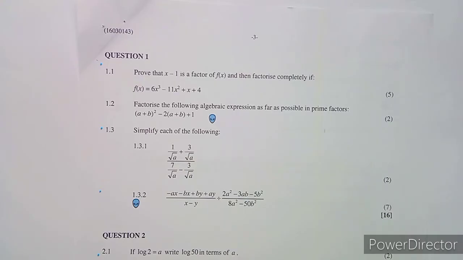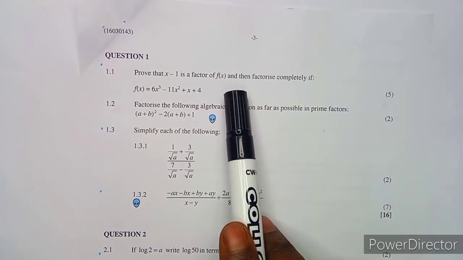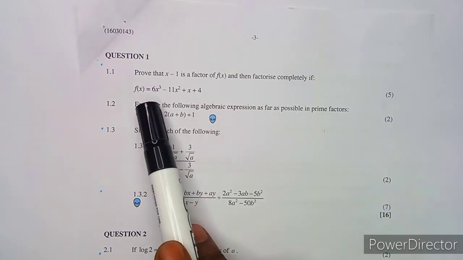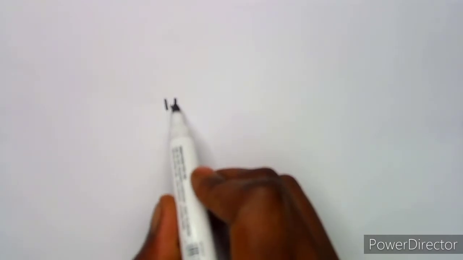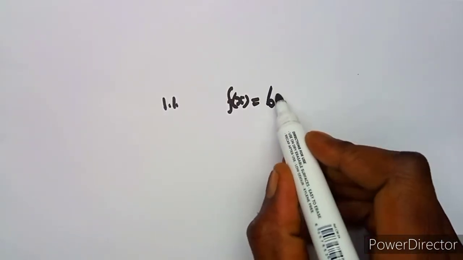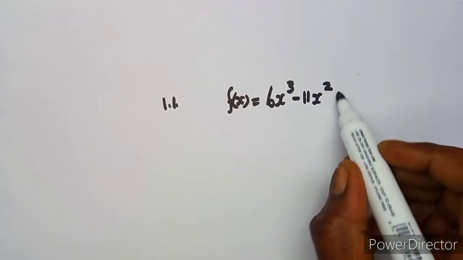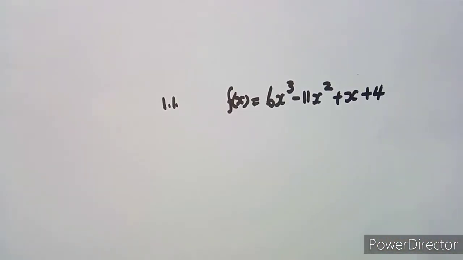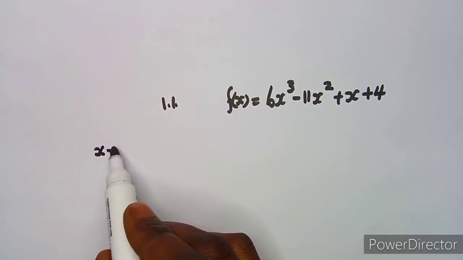All right, so the first question is to prove that x minus 1 is a factor of f of x, and then factorize completely. Let's write our function here. This is 1.1. We want to prove that it's a factor of this function f of x, which is 6x cubed minus 11x squared plus x plus 4. Remember we are given that this is a factor, x minus 1. So how can we prove that x minus 1 is a factor?